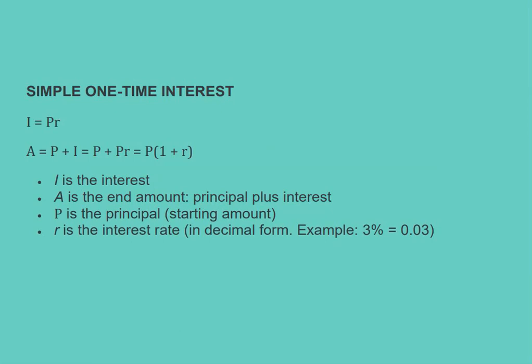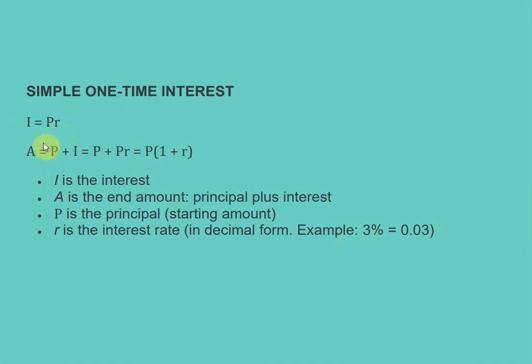For example, if we have 3%, when we put it into this formula, we need to change it to a decimal, and we do that by moving our decimal place 2 places to the left. So 3%, if I move the decimal 2 places to the left, would give me 0.03. That I is equal to P times R just finds the interest.